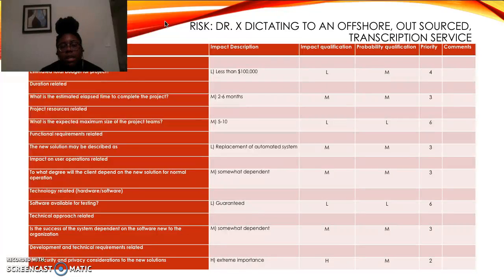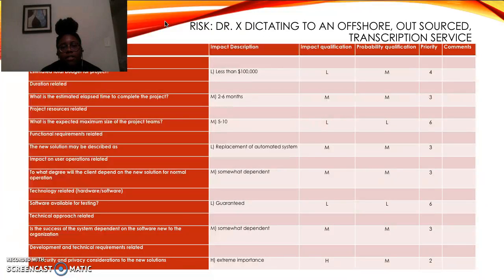Another risk would be Dr. X dictating to an offshore outsourced transcription service, and this wouldn't have very much of an impact on the budget as well, because it would be less than $100,000. And all of this is assuming that Dr. X works for a smaller private practice where not many of his patients would be affected.